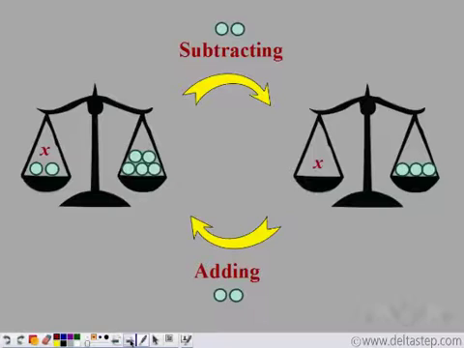The same is true for numbers. So if we have an equation and we subtract the same number from both the sides, the equation remains the same or the equation remains undisturbed.